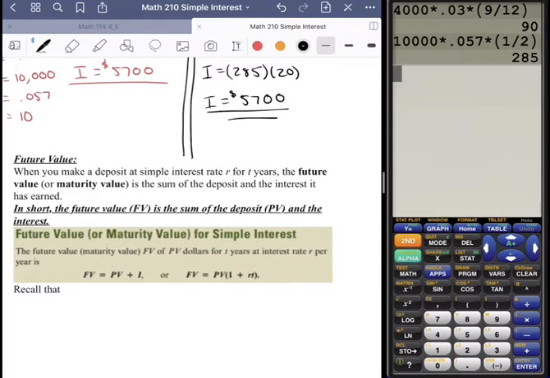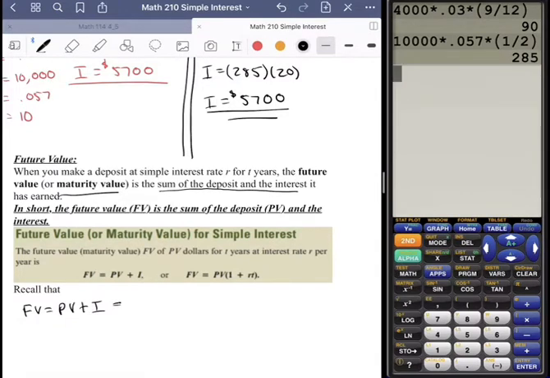So when you take a deposit at simple interest R for T years, the future value, or maturity value, that's an important word, is the sum of the deposit and the interest you earned. Okay, so this is what we have here. Recall that we have future value equals present value plus I. This is what this was telling us right here: the sum of the deposit and the interest.